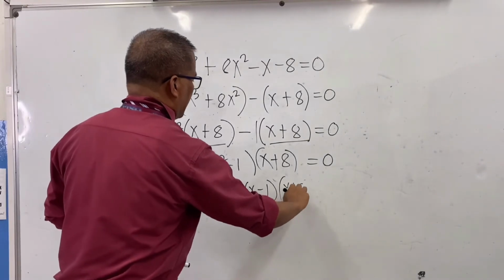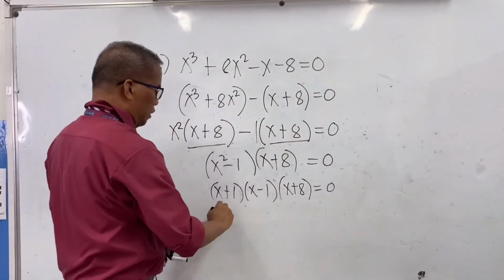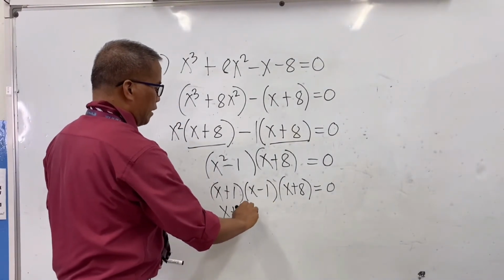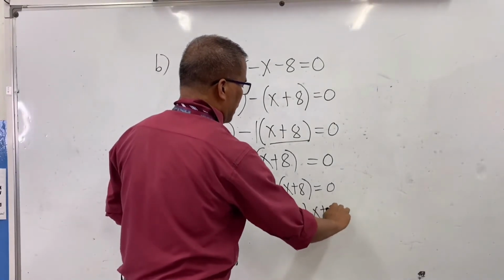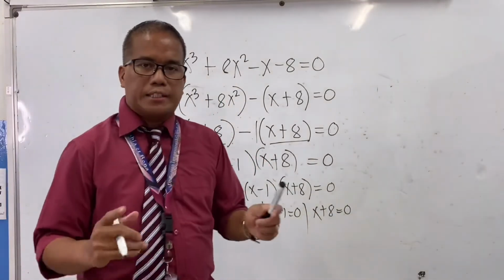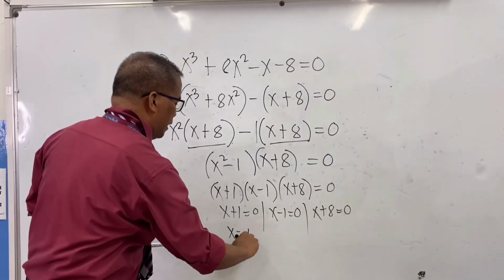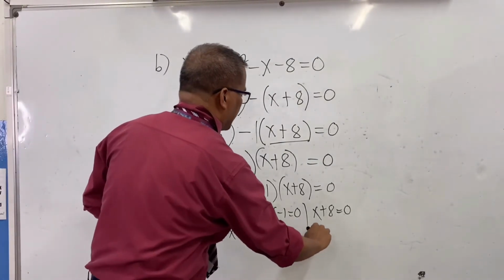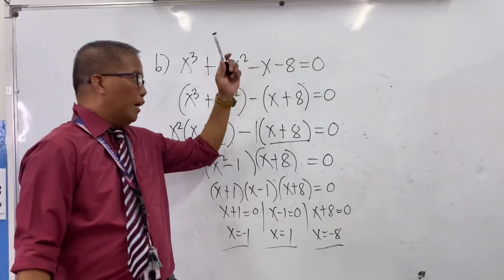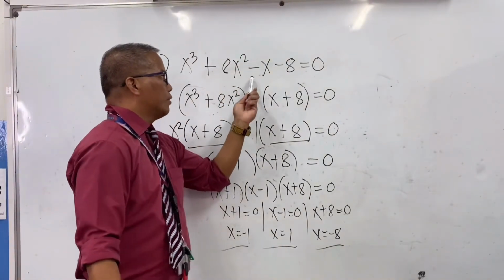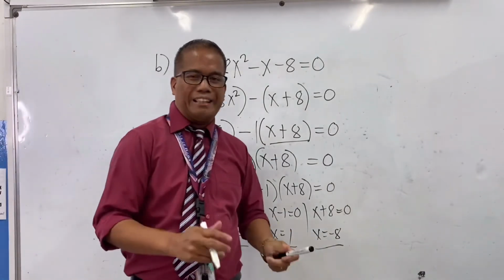Then x plus 8 is equal to 0. So if we equate each factor to 0, the result will be x plus 1 equals 0, x minus 1 equals 0, and x plus 8 is equal to 0. Then finding the value of x now, just transpose. So x is equal to negative 1, x equals positive 1, then x equals negative 8. So therefore the solutions or the roots of this equation, x cubed plus 8x squared minus x minus 8 equals 0, are negative 1, positive 1, and negative 8.